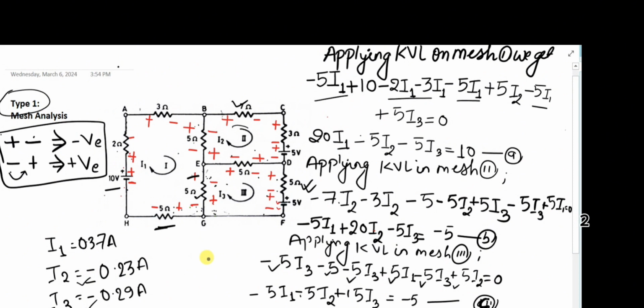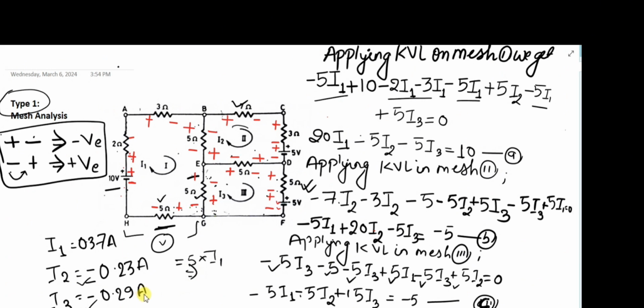Now once the currents are identified, it's very easy to find the voltage drop. If somebody asks you to identify the voltage across this 5 ohm, or the voltage drop across HG, all you have to do is take the resistor R, which is 5, into the current flowing through it, which is I1. So 5 into I1 gives you the voltage drop across it.